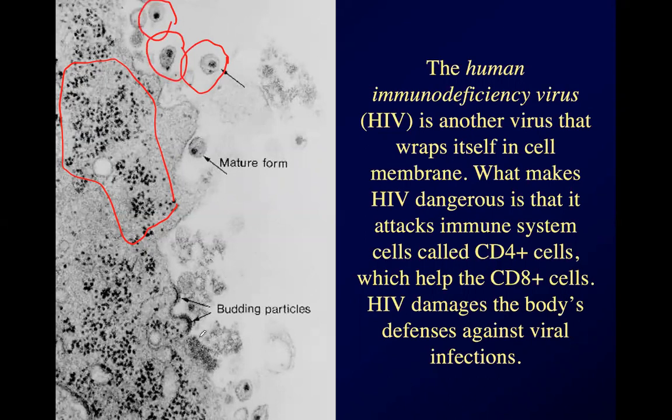And what makes HIV dangerous is it attacks CD4 cells, which help your CD8 cells. So what makes HIV dangerous is it damages the body's ability to defend against viruses. You know, it's a virus that attacks your virus defense, like an anti-missile missile.